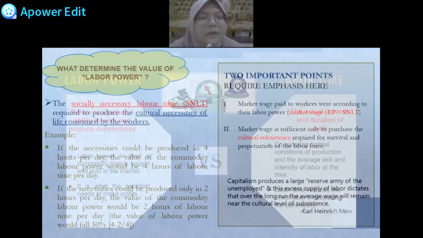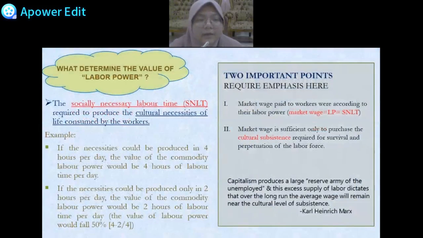What determines the value of labor power? The socially necessary labor time, SNLT, required to produce the cultural necessities of life consumed by the workers. For example, if the necessities could be produced in 4 hours per day, the value of the commodity labor power would be 4 hours of labor time per day. If the necessities could be produced only in 2 hours per day, the value of the commodity labor power would be 2 hours of labor time per day, which means the value of labor power would fall 50%.